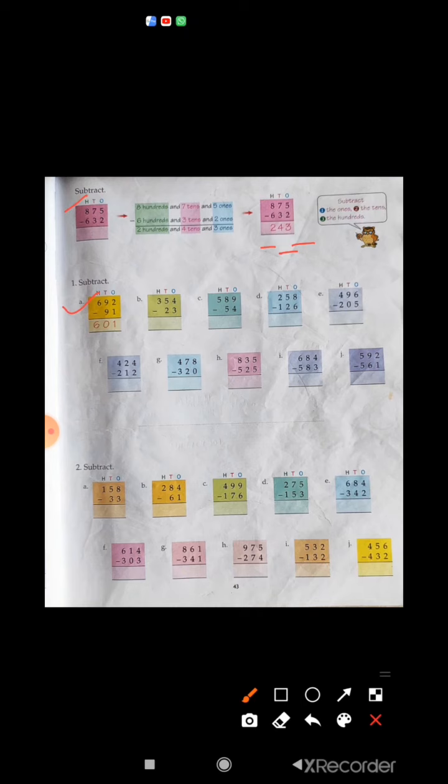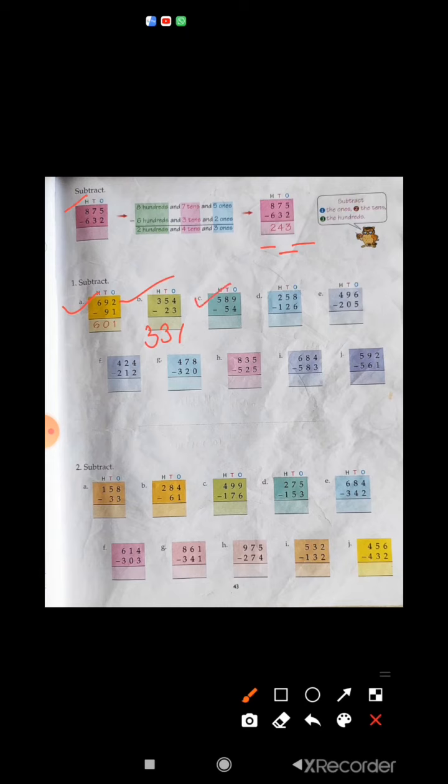A part is already done. Now we will do B part. The question is 354 minus 23. First we will subtract the ones. 4 minus 3 is 1. Subtract the tens. 5 minus 2 is 3. Now subtract the hundreds. 3 minus 0. Here we write 3. The answer is 331.